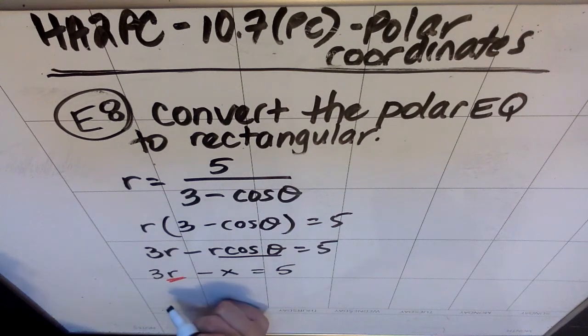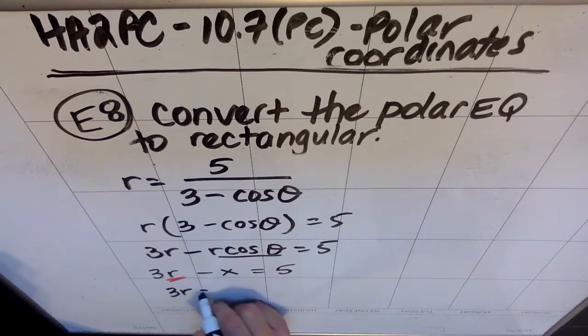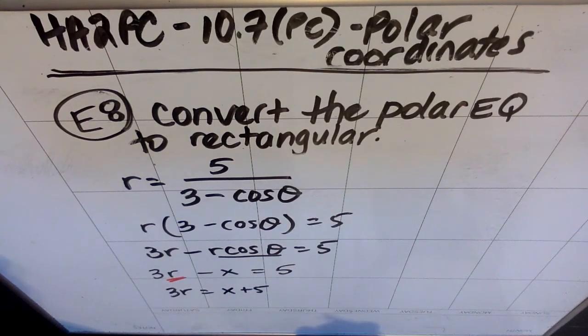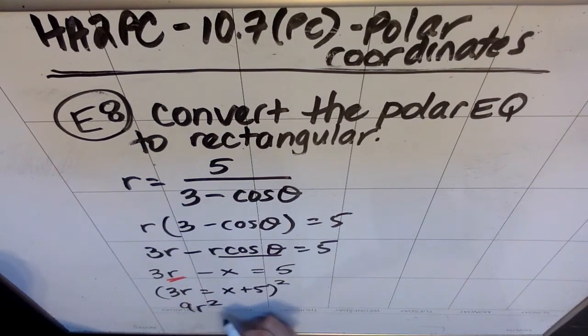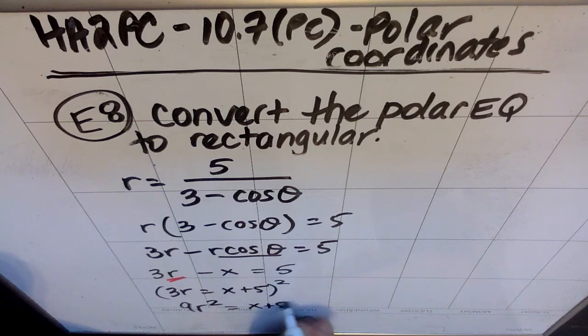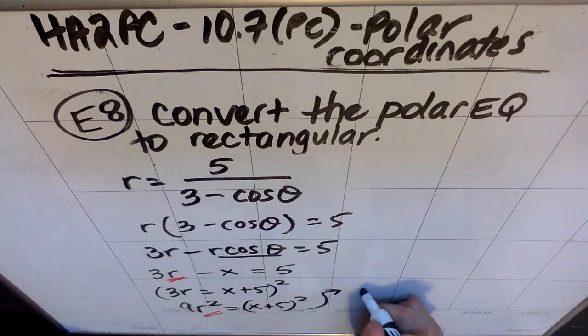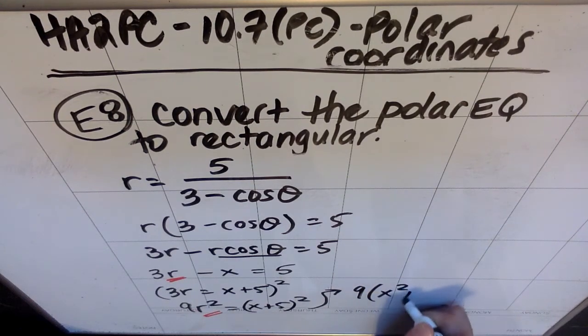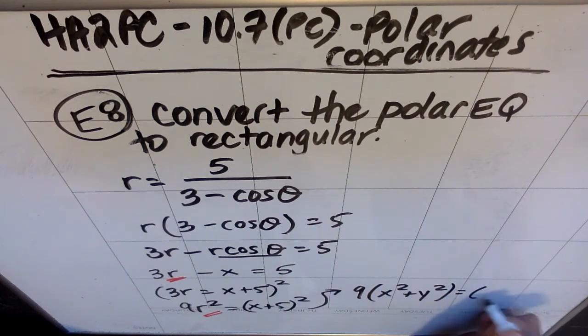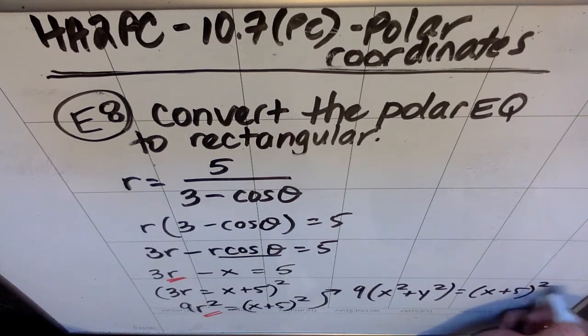So I'm going to suggest that what you should do is move the x over to get x plus 5, right? And I wouldn't even divide by the 3 because I can square a 3r just fine. I'd get a 9r squared equals an x plus 5 quantity squared. And then I know enough to replace that r squared because that r squared is an x squared plus y squared. So my answer, if I do it this way, is going to look like this. 9 times x squared plus y squared equals an x plus 5 quantity squared, right?